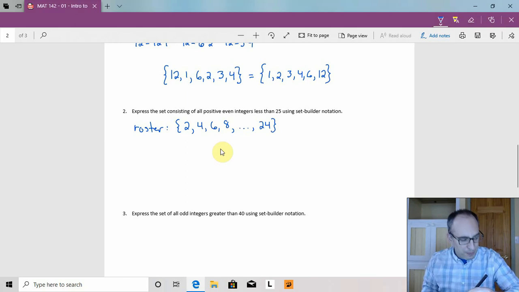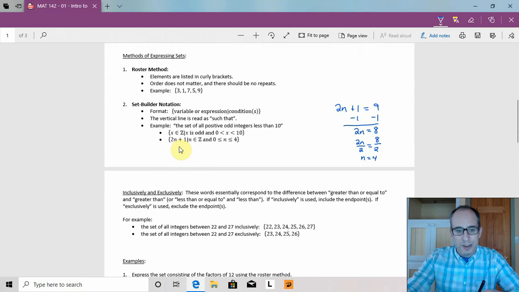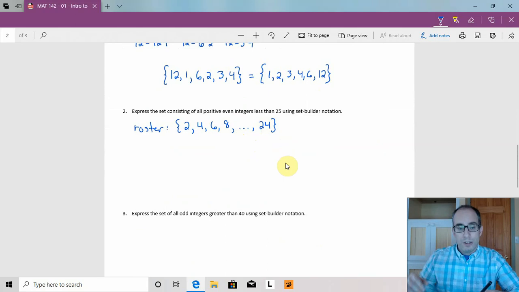Okay. Well, if we go back up here for a second, when we were writing out the odd integers less than 10 this way with the 2n plus 1, we're going to do a similar kind of thing, except the 2n plus 1 is for odd integers, and down here, for even integers, it would just be a 2n. So all these even numbers you could write as 2 times something, right?